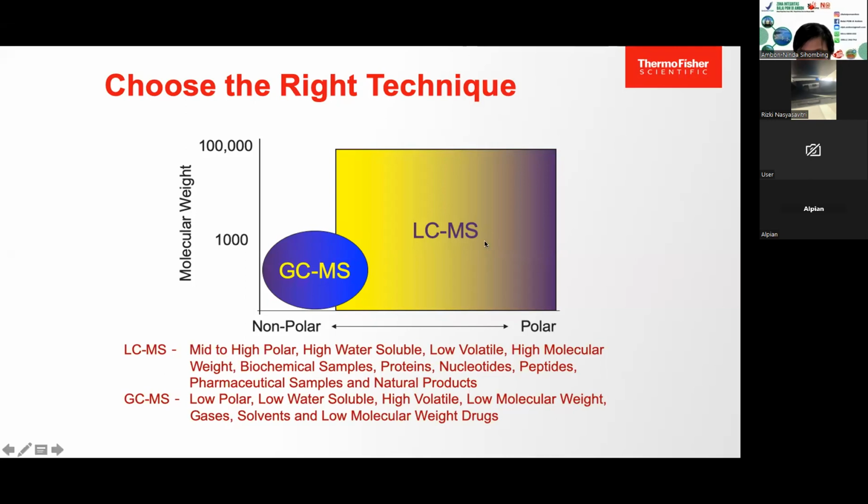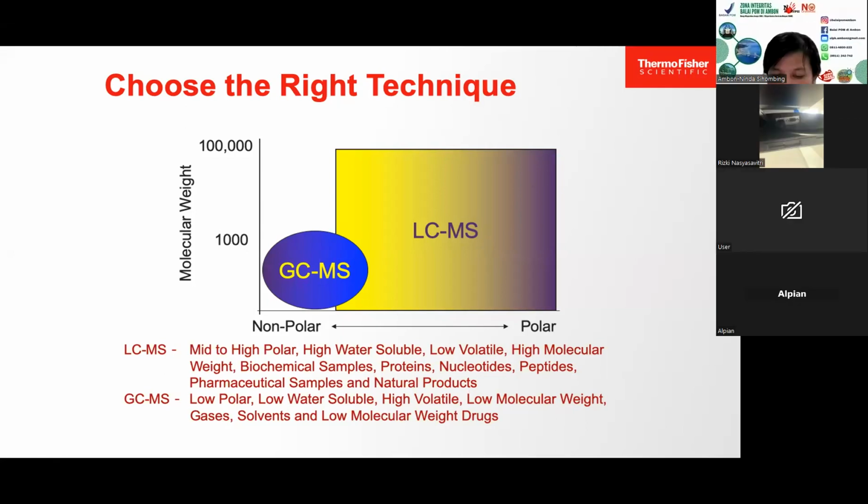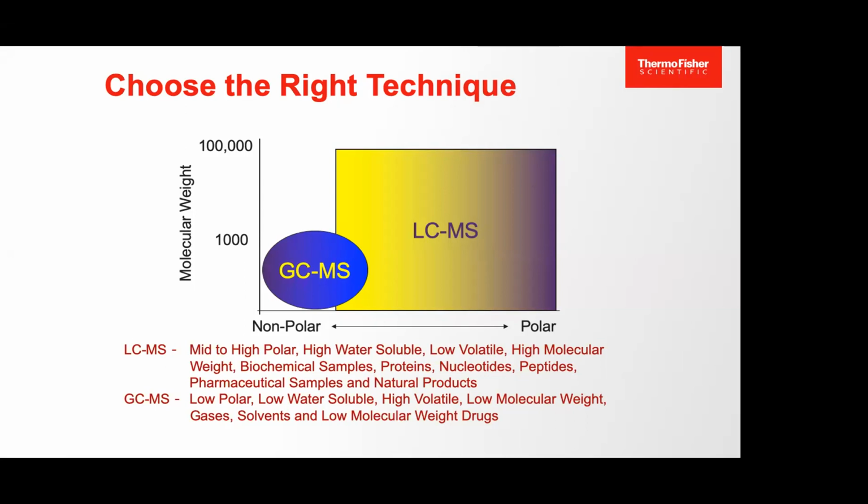LCMS on the other side is actually for polar compounds, bigger compounds. A small compound can be a pesticide. A big compound can be a peptide, protein, or even an antibody. During COVID, when doing vaccine and COVID testing, a lot of researchers were working on LCMS. So this is to discover not only peptides and proteins but also oligonucleotides.